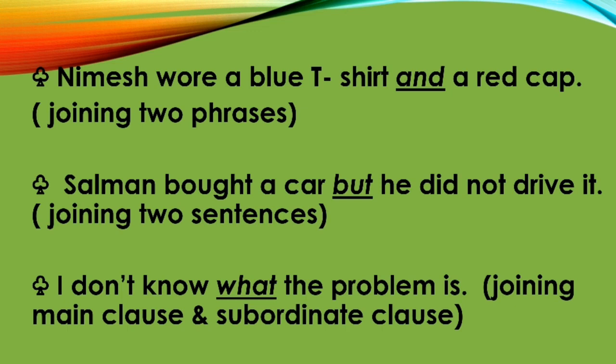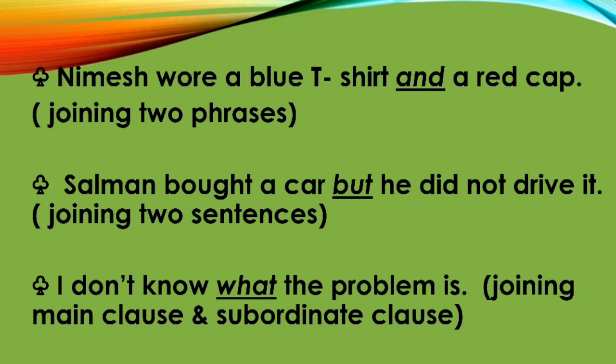Salman bought a car but he did not drive it. So here but is used to join two sentences. Salman bought a car, and the other sentence is he did not drive it. So these are the two sentences and we have joined these sentences using but. So here but is the conjunction.